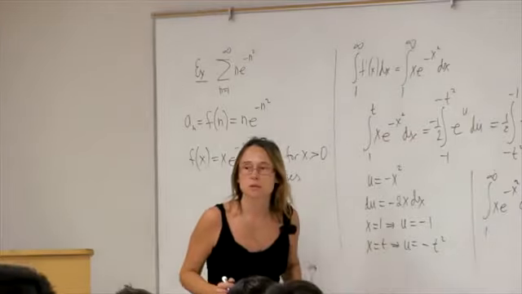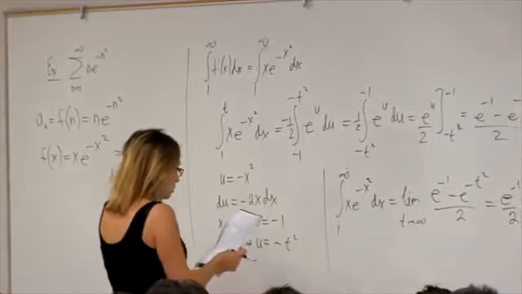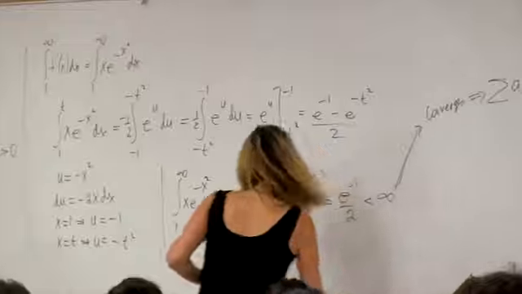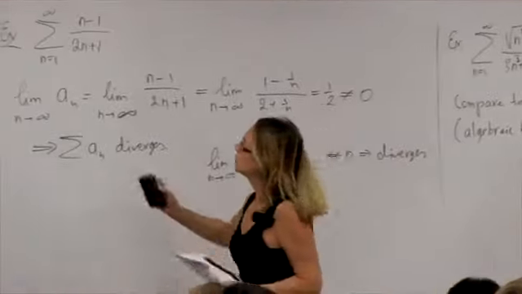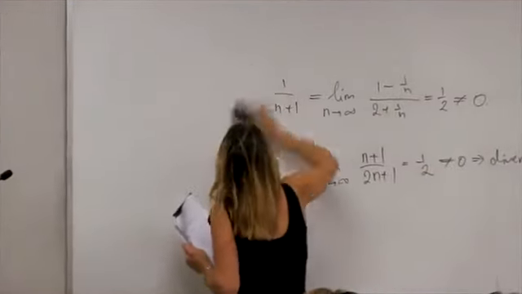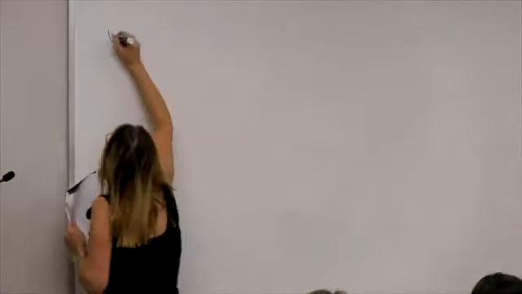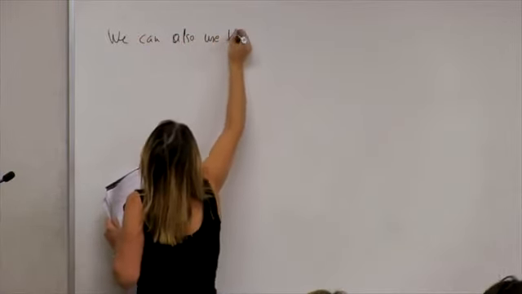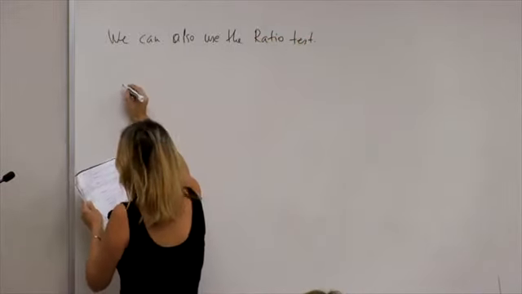Questions about this one? If you don't want to use the integral test here, there is another method to use, which is the ratio test. Okay, let's do it there. It is often the case that you can use more than one method to study the same example, right? We can also use the ratio test. So let's look at a_(n+1) over a_n.